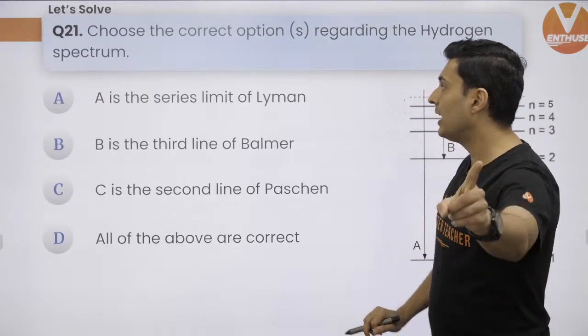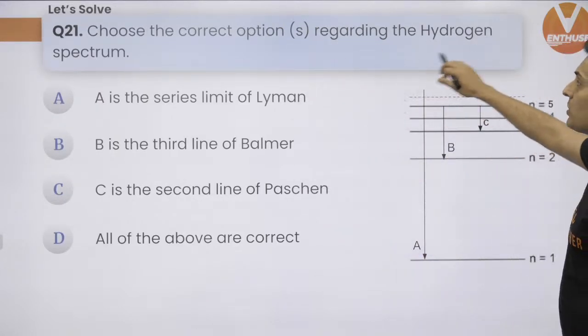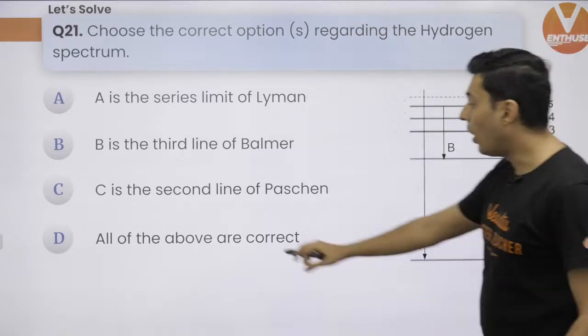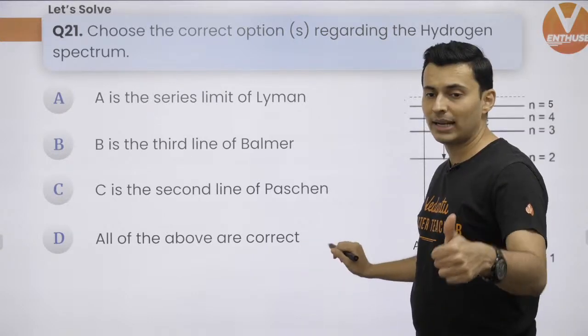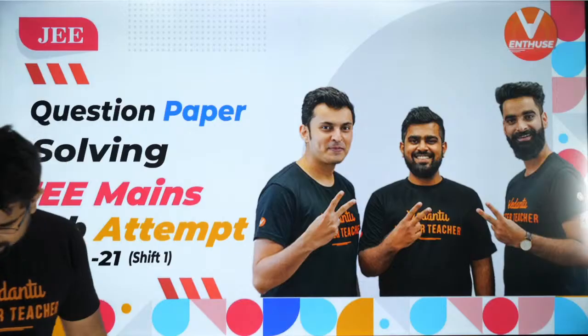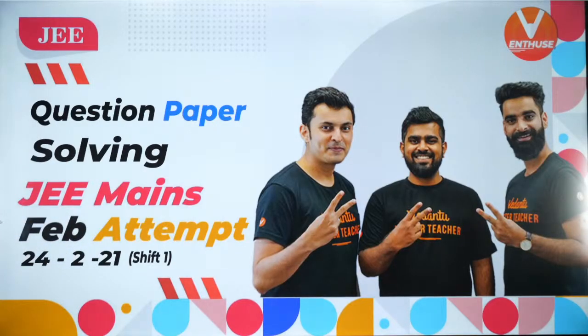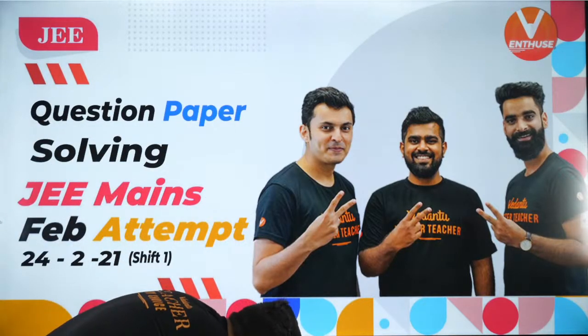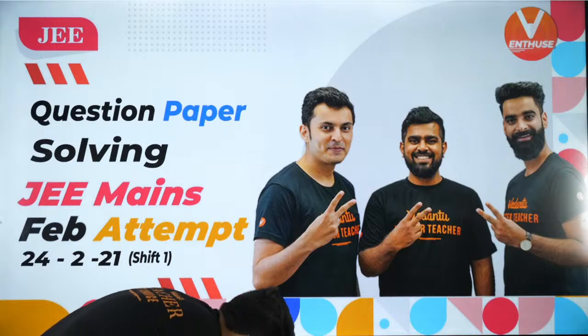And for the second last one, choose the correct option regarding hydrogen spectrum. All of the above were correct. This was based on whatever I had taught. All right, so that was the option.